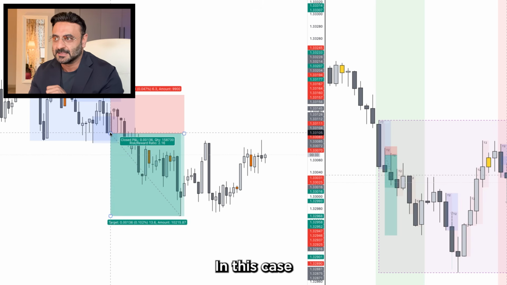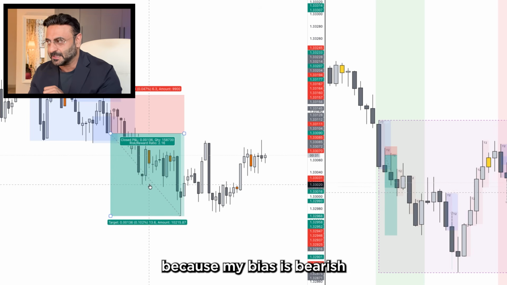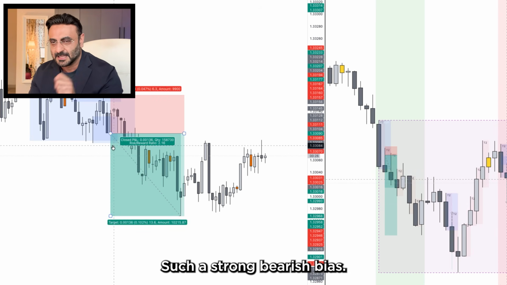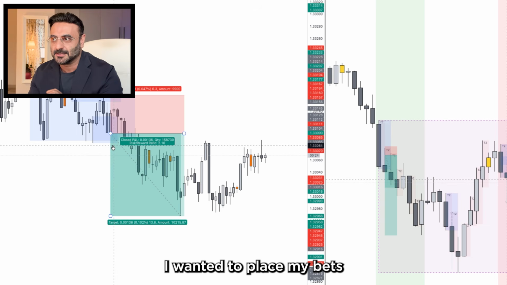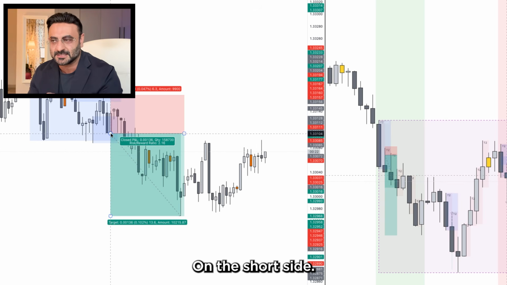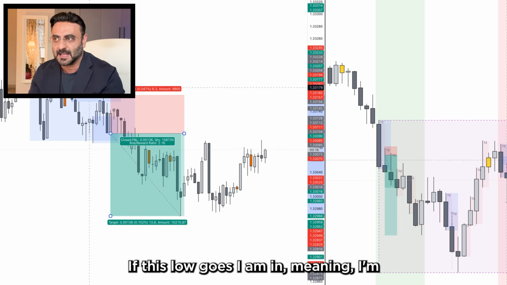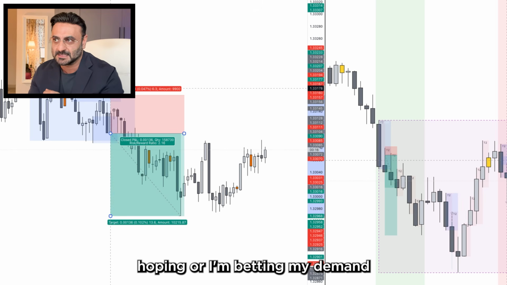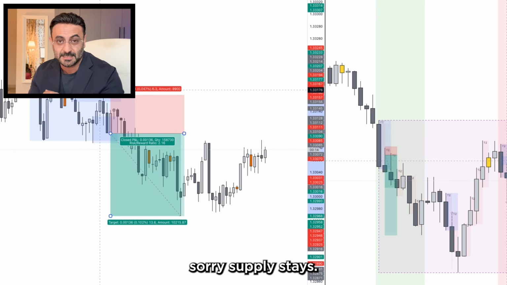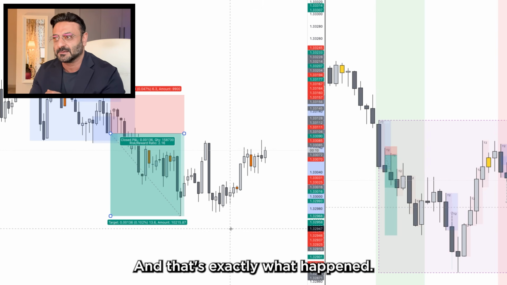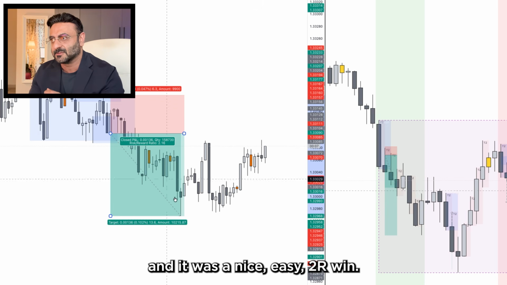In this case, because my bias is bearish from the previous 15-minute candle, such a strong bearish bias, I wanted to place my bets on a stop order on the short side. If this low goes, I'm in, meaning I'm betting the supply stays. If supply is strong, it should tag me in. And that's exactly what happened. I got into this trade and it was a nice, easy 2-hour win.